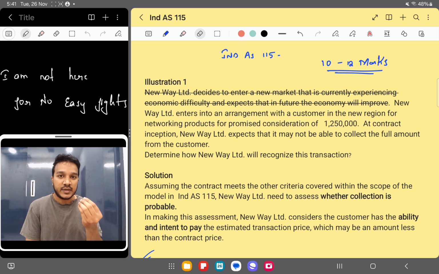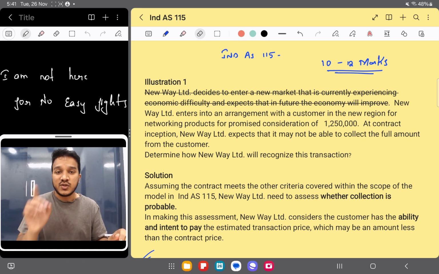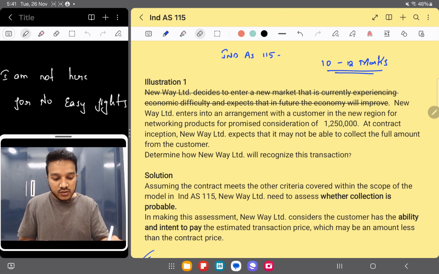In the material we have 9 questions, 9 illustrations. We are covering all the 9 illustrations here along with concepts. So let's get started. At least 10 to 12 marks come in each and every attempt. And not just that, even from a practical point of view, as a chartered accountant you should know how to recognize revenue. Revenue is one of the most important elements in the P&L. So let's get started. The first question talks about New Way Limited, which enters into an arrangement for a promised consideration of 12,50,000.